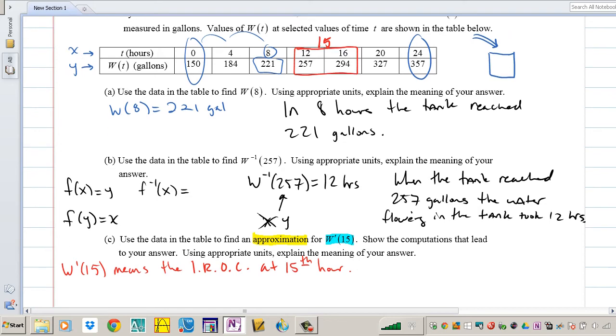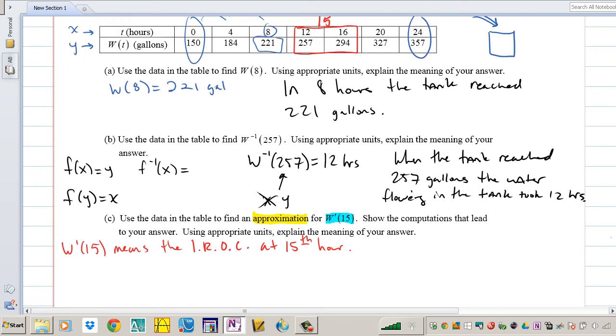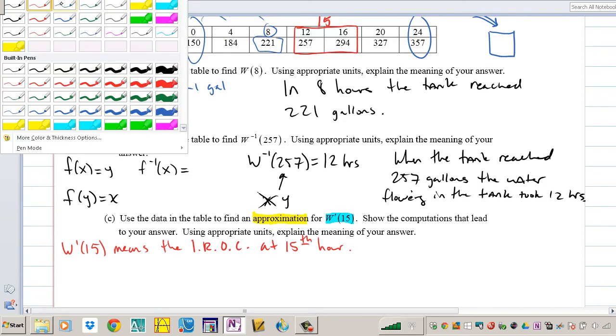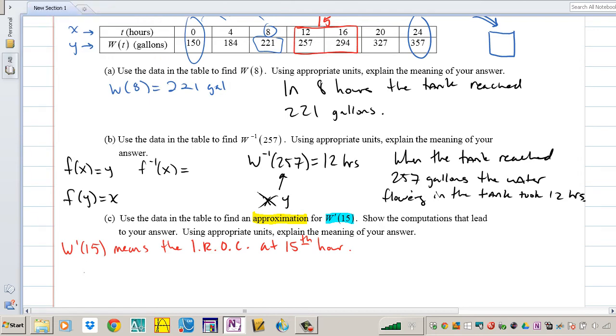So let's find the average of the 12th and the 16th hour. We can approximate W prime of 15, since it's not going to be an exact number, or maybe it will, maybe by coincidence, you never know, but we don't know for sure. So we're going to approximate W prime of 15 using y2 minus y1 over x2 minus x1.